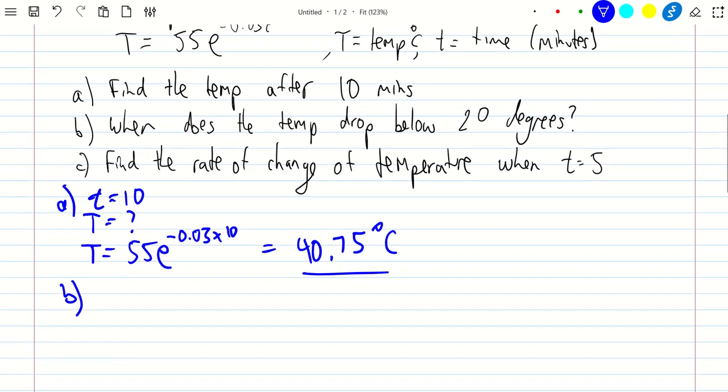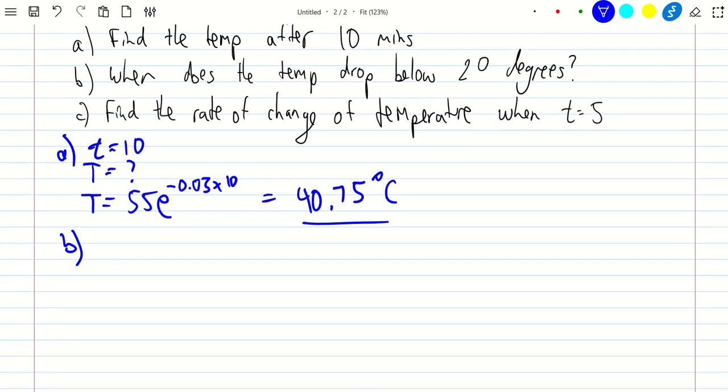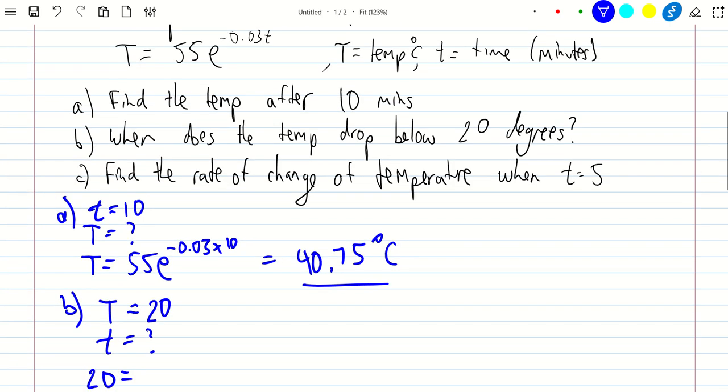Right. Part B, when does the temperature drop below 20 degrees? So we want to find out when T is equal to 20. I want to find out where capital T, so where the temperature is equal to 20 degrees. We want to know when that is, and so we want to know the time that happens. So put that into our formula. So we get 20 is equal to, I'm just going to go back up to my formula, 55 e to the negative 0.03 t. And we want to solve this for t.